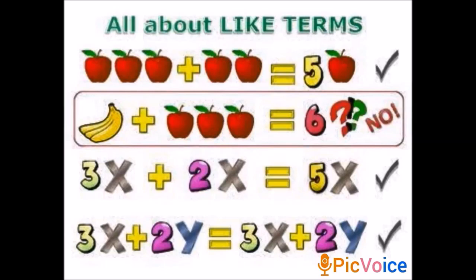See the third row. You are seeing 3x plus 2x. Since 3x and 2x are like terms, like apples, we can add them. So we are writing the answer as 5x. See the fourth row, 3x plus 2y. Since 3x and 2y are unlike terms, that is, they are not like terms, unlike terms should not be added or subtracted. So in the answer part, you write the expression as it is, 3x plus 2y.